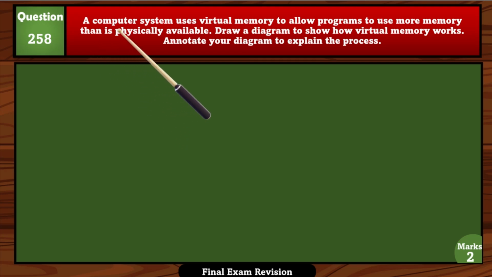Question 258. A computer system uses virtual memory to allow programs to use more memory than is physically available. Annotate your diagram to explain the process.